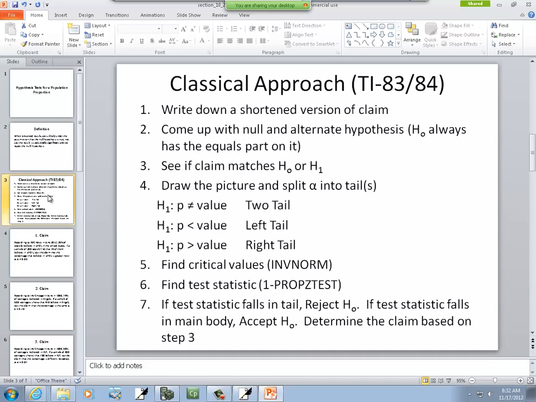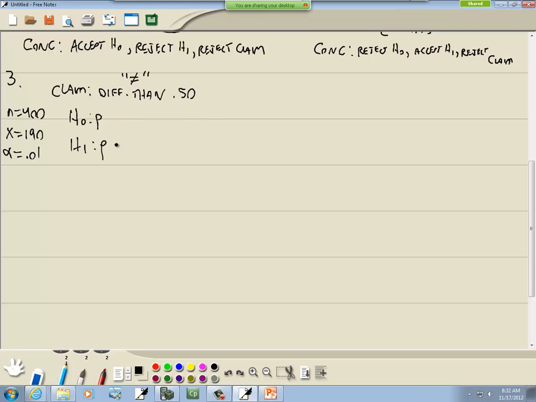So step one, write down a shortened version of the claim. We did that. Come up with a null and alternate hypothesis. The not equal to goes here. Only symbols you can put on H1 are less than, greater than, and not equal to. Only symbols you can put on H naught are equal to, less than or equal to, or greater than or equal to.